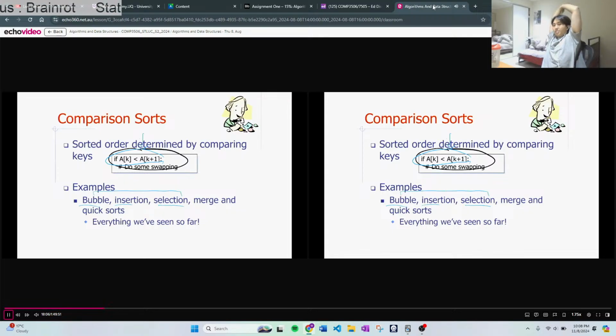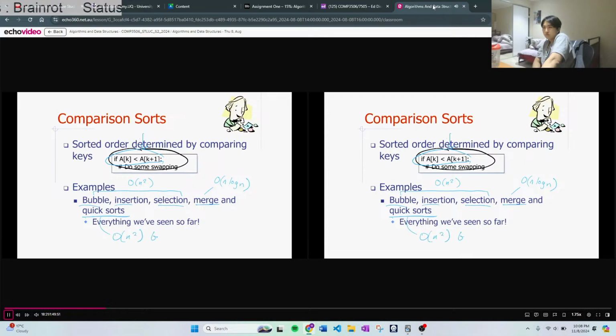Worst case? Worst case bubble sort was order n squared. Insertion sort? N squared, worst case, right? And then you had merge sort. What's the worst case of merge sort? N log n. What about quick sort? N squared, but O of what? N log n what? Expected, right? Expected, if we do random pivoting.